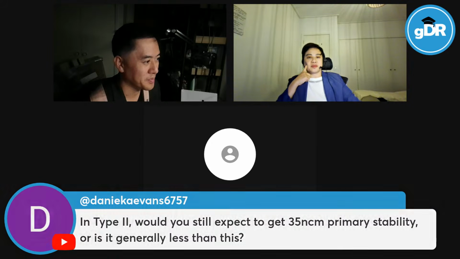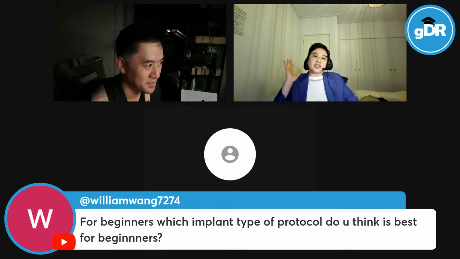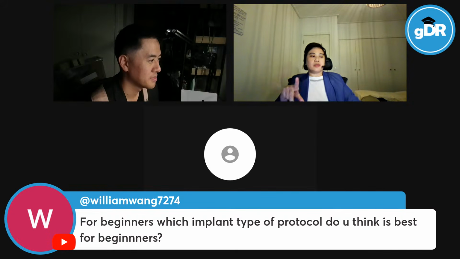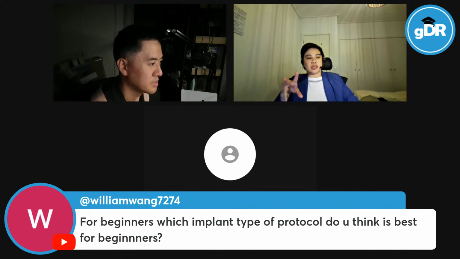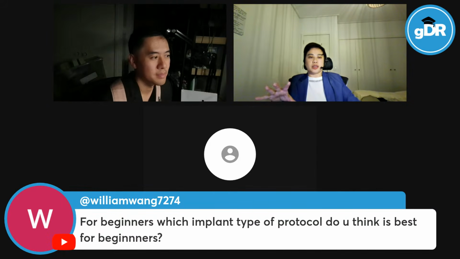All right. Next one. For beginners, which implant type of protocol do you think? Definitely either type 2 or type 4, 3, sorry. Maybe type 3, because sometimes I find with type 2, 4 by 8, I place and then remember that case with a little bit of dehiscence, then we have to graft. So then you might end up unexpectedly having to graft. And then you're like, oh my God, I don't know how to graft. I put the implant in and there's no bone there. What am I going to do?